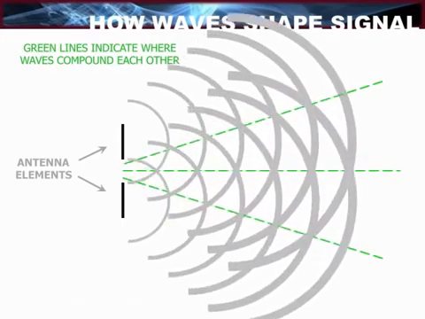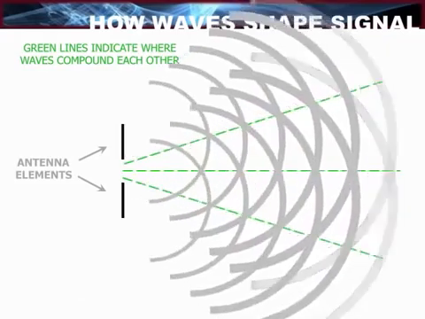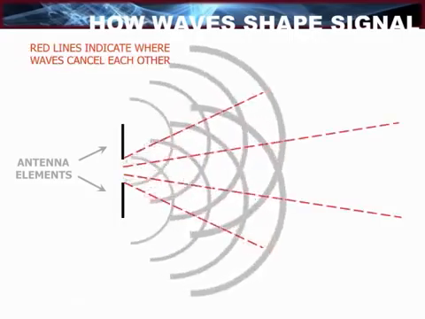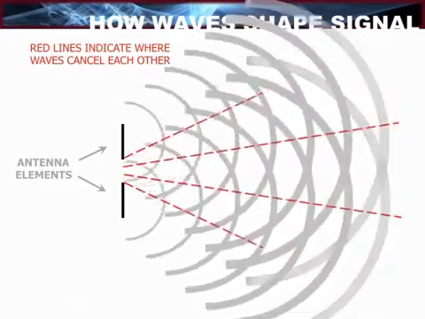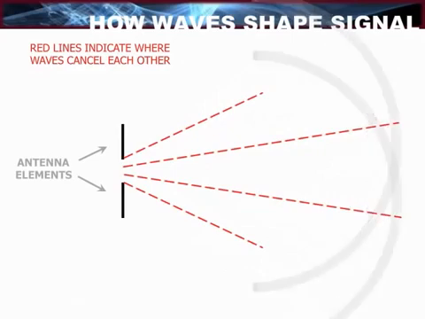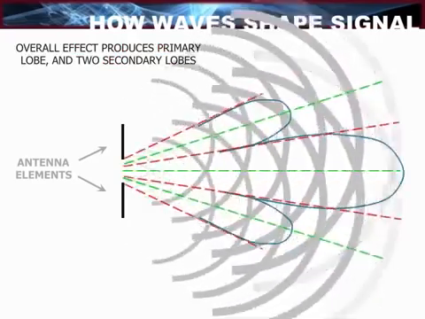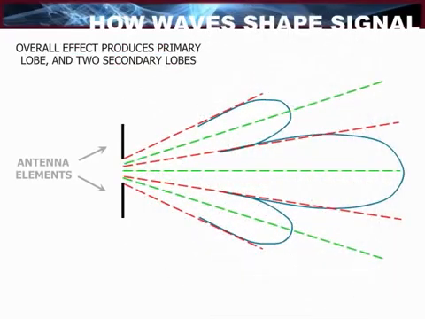As the waves propagate outward, it can be seen that the green lines indicate where the waves compound each other. Looking closely, it can be seen that the red lines indicate exactly where the waves cancel each other out. The overall effect of the waves combining with each other produces a primary lobe and two secondary lobes around the antenna elements.